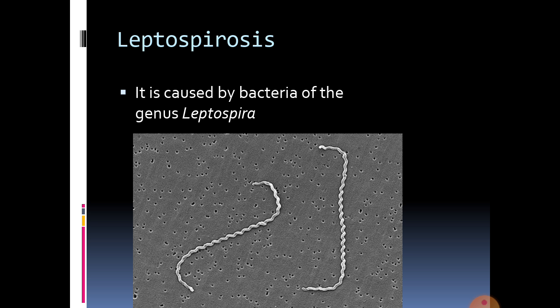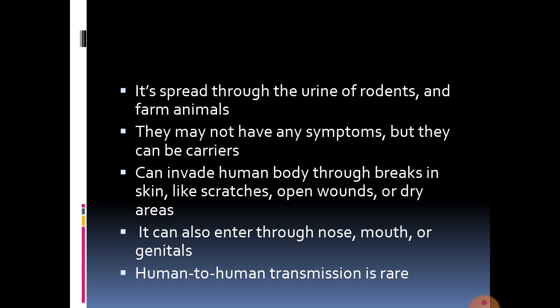Leptospirosis is caused by bacteria of the genus Leptospira. It is spread through the urine of rodents and farm animals. They may not have any symptoms, but they can be carriers. They can invade the human body through breaks in skin like scratches, open wounds or dry areas. It can also enter through the nose, mouth or genitals. Human to human transmission is rare.